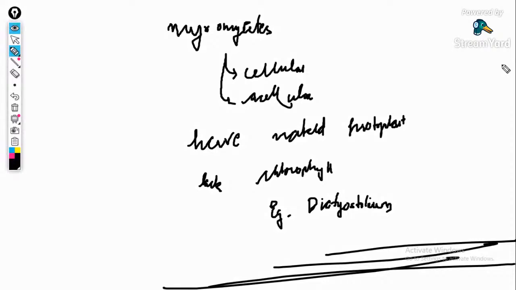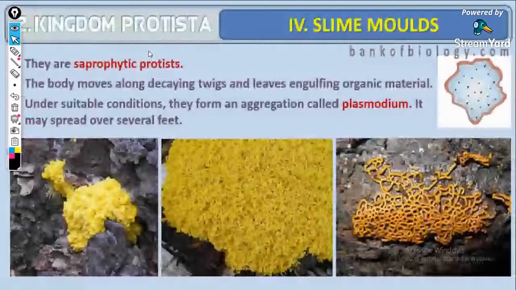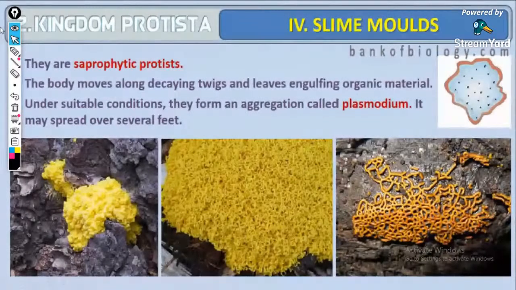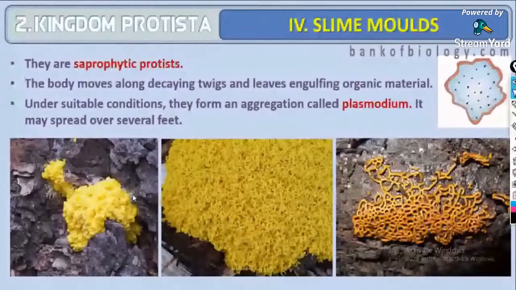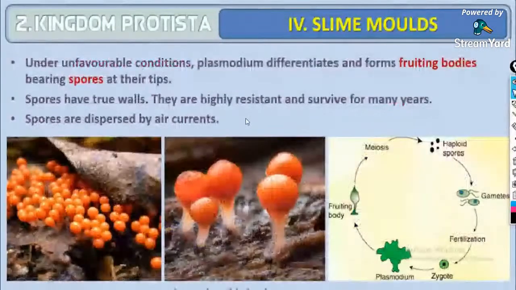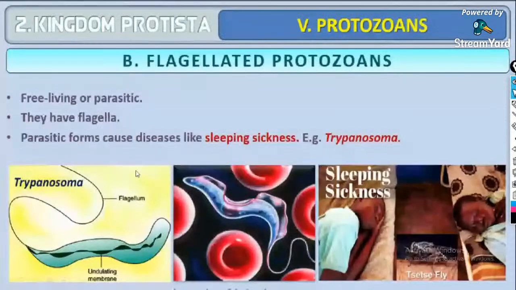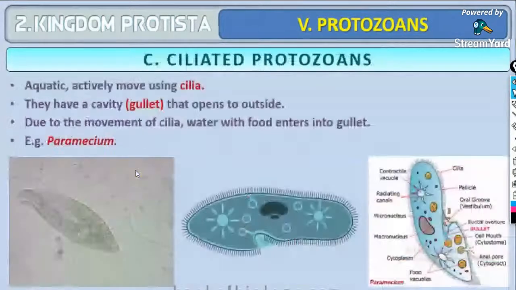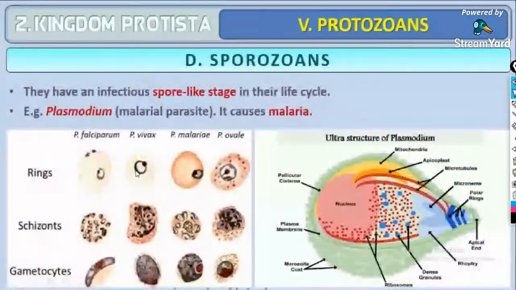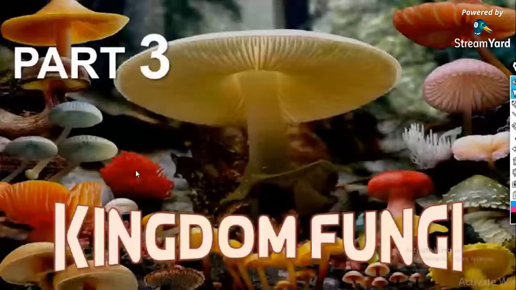So guys, others, please comment. Is this clear about slime mold? These are the slime molds. Okay. Amoeboid protozoans, flagellated protozoans, ciliated protozoans, sporozoans. Next is kingdom fungi. Okay, fine.